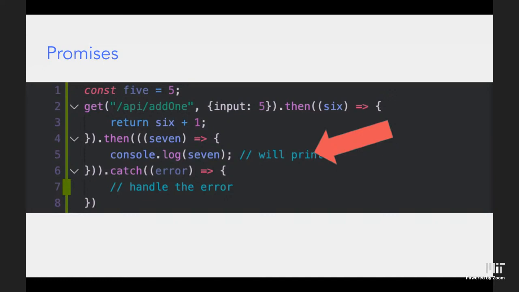What if there was a third one? Would it wait for the second one? And the third one would wait for the second one. The fourth one would wait for the third one, and so on.